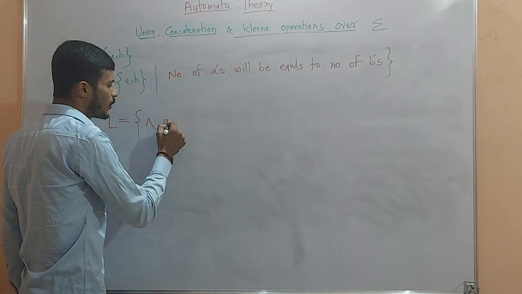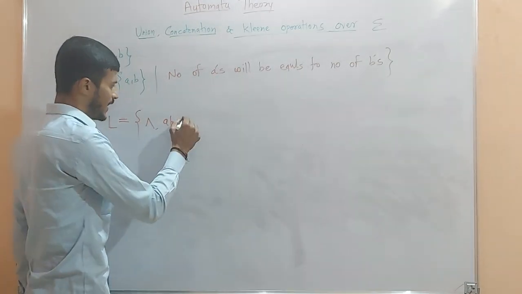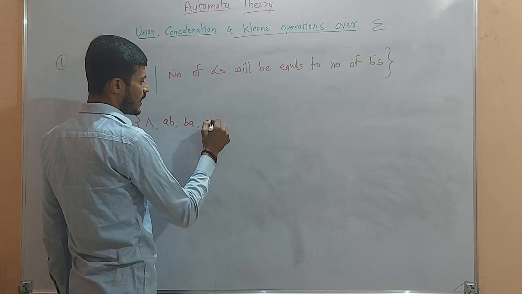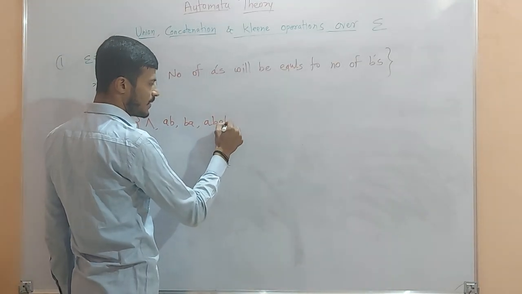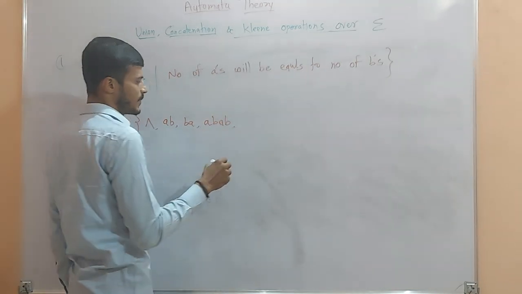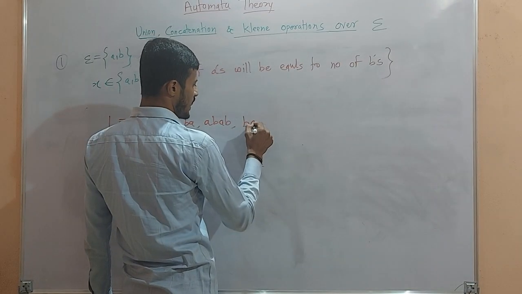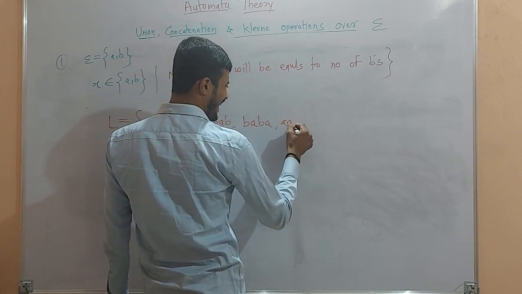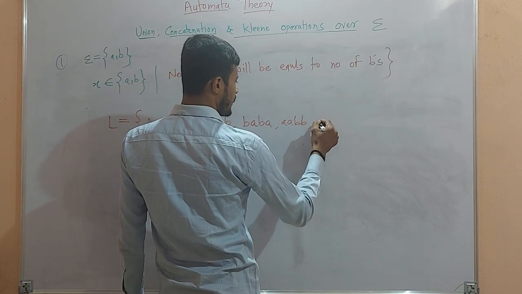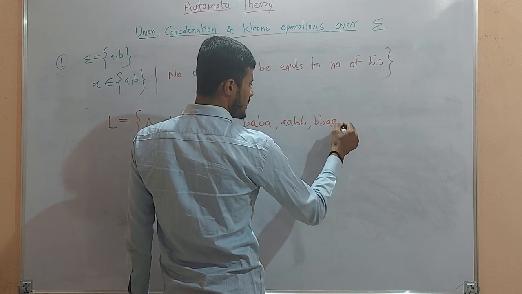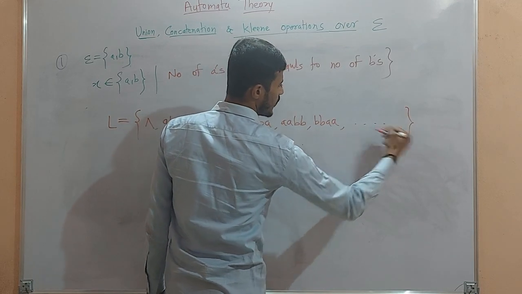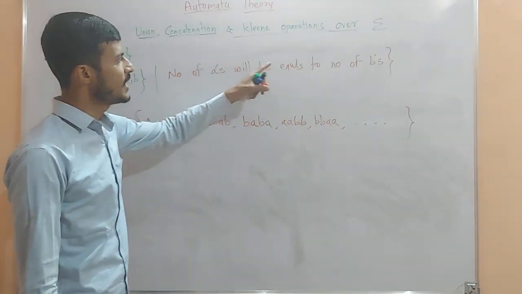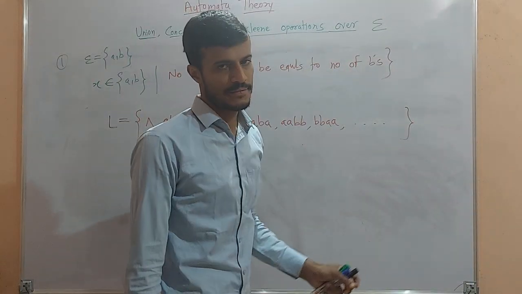Then talking about AB, yes, AB is possible. Then BA is also possible. Then ABAB is also possible. Then BABA is possible. Then AABB is possible. BBAA is possible, and so on up to infinity. Number of A's will be equal to number of B's.